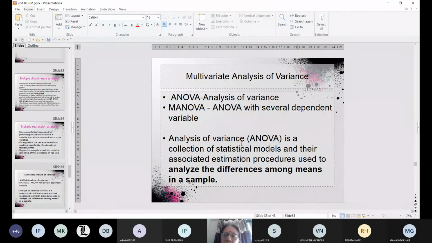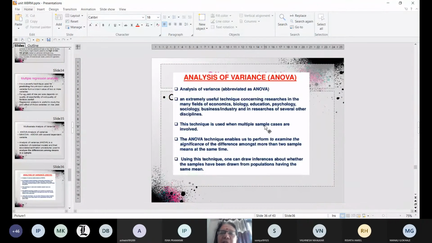Okay, so ANOVA again is a collection of statistical models, which is a very complicated way in which you are going to analyze the differences among means in a sample. Means means the average in a sample. Let's try to understand this ANOVA a little bit. ANOVA is a very useful technique. It is used in lots of researches in economics, biology, education, psychology, sociology, business, and in several researches in different disciplines. This is a technique which is used when there are multiple samples.